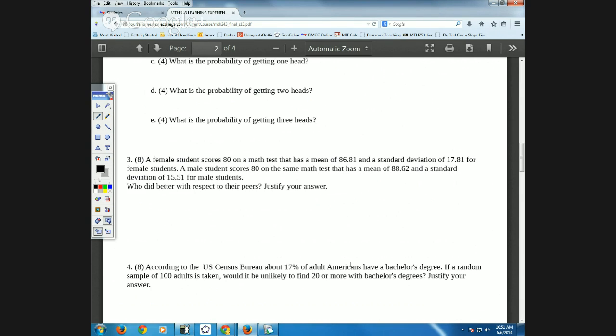We're not going to do intervals here. This is just compare their z-scores. Yeah, we're just going to compare z-scores here. So with respect to their peers. Another thing we could do is percentile rank. The problem with that is I need the whole data set to do that, so I can't. Since I'm only given a summary in terms of mean and standard deviation, my only way to compare them is z-score. So find the z-score for the female group, find the z-score for the male group.